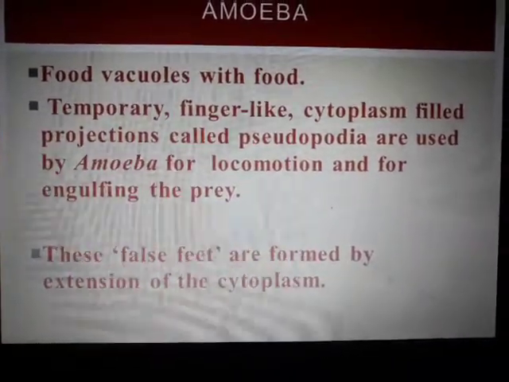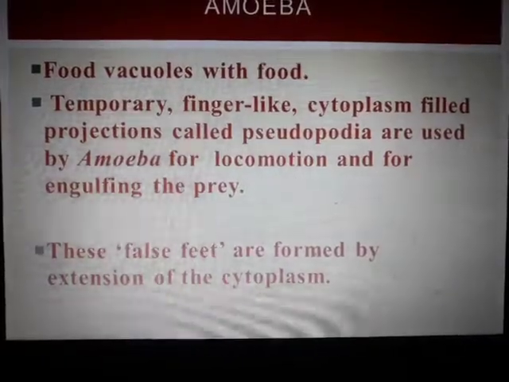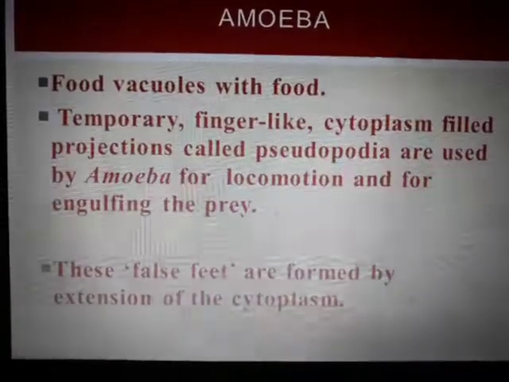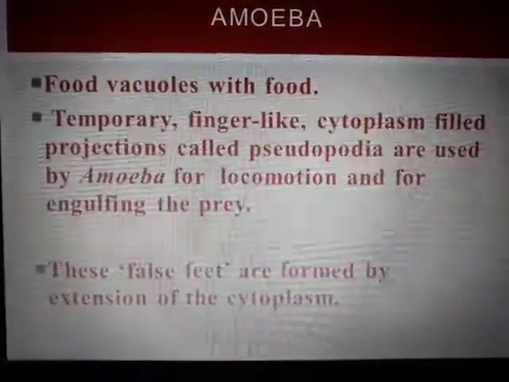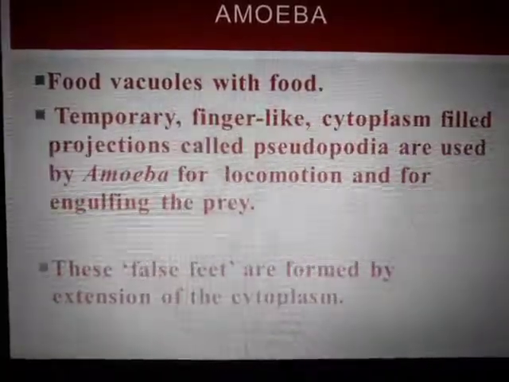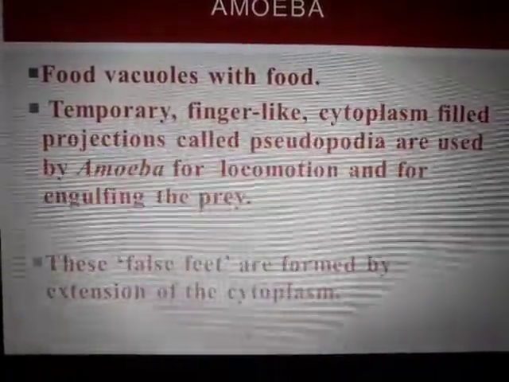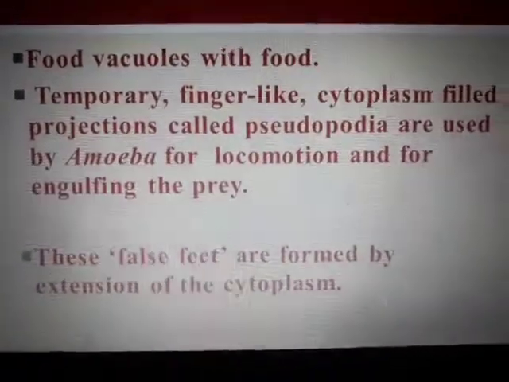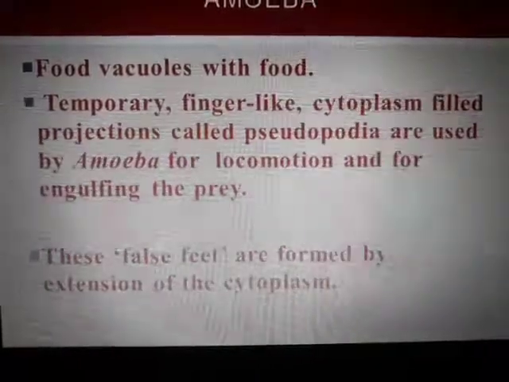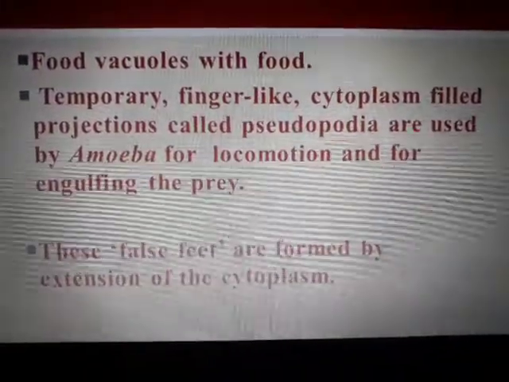The next is it has got temporary finger-like cytoplasm-filled projections. So you can just say that there is one amoeba, and whenever it wants to move ahead, it just projects itself, one part of it, and that projection is called pseudopodia. What is it called? Pseudopodia. P is silent over there. And this is used by the amoeba for locomotion and also for engulfing the prey. Engulfing means to absorb it.